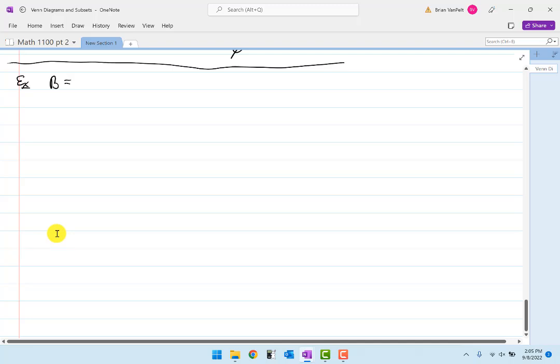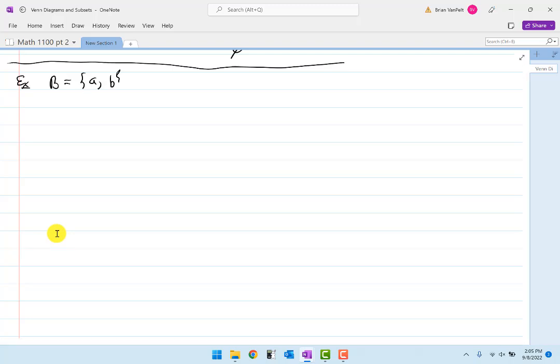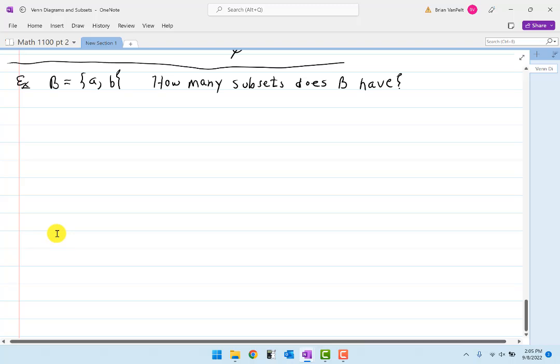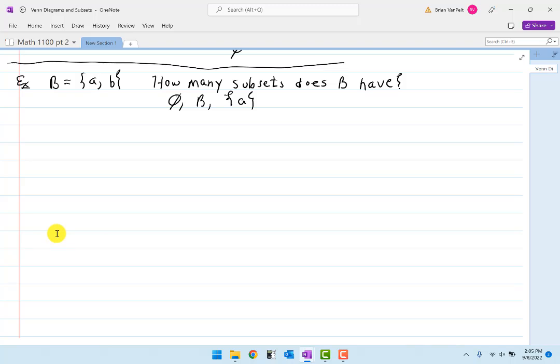Let's let B equal A, B. How many subsets does B have? Well, let's take a look. You always got the empty set and B itself, so there's two of them. Now let's see what else we can have. We could have this. A all by itself would be a subset of B. We could also have this. B all by itself is a subset of B. Now I can't do AB because that's already B itself, so I have exactly 4 of these things.